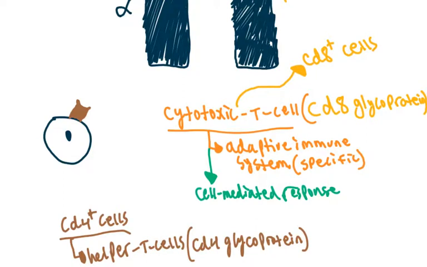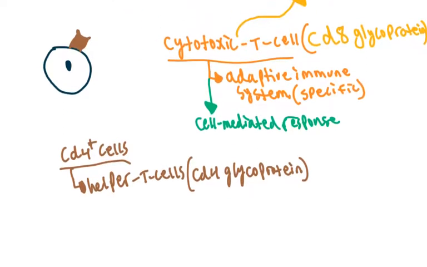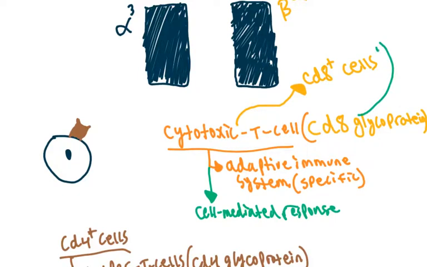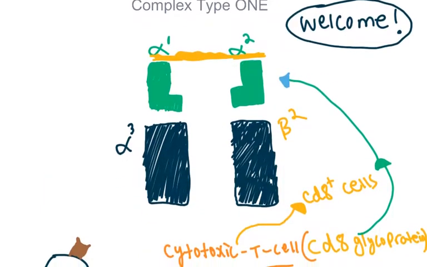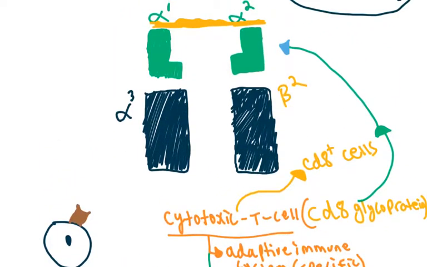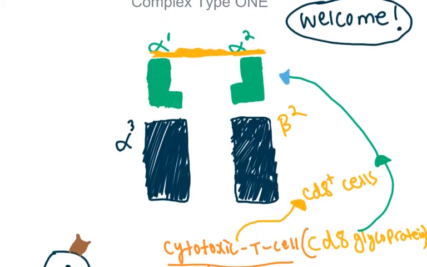Remember, CD4 glycoproteins attach themselves to MHC-2 complexes. However, CD8 glycoproteins attach themselves to MHC-1 complexes, not MHC-2 complexes. So cytotoxic T cells use their CD8 glycoprotein to attach themselves to MHC-1 complexes.